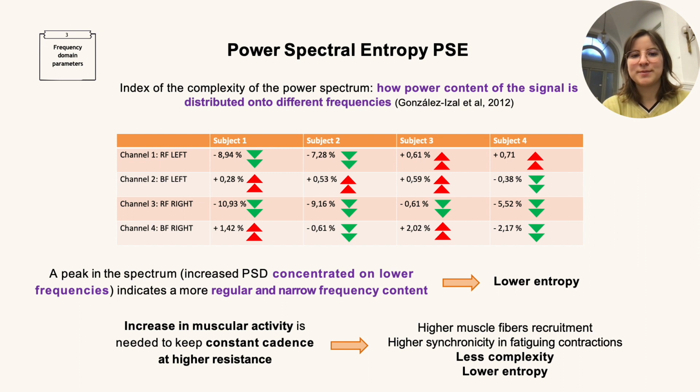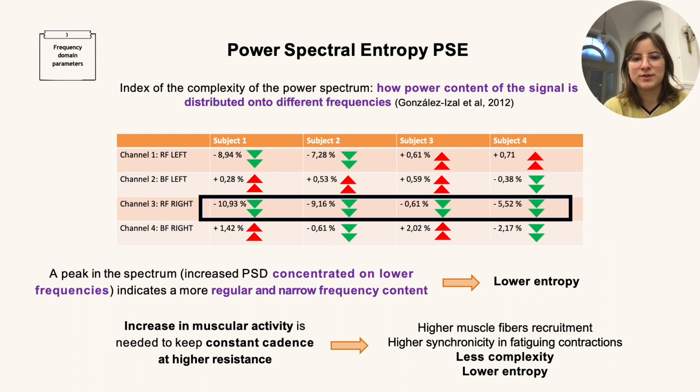The narrower the spectrum and the higher the synchronicity of motor units in fatiguing contractions, the lower the complexity and thus the entropy. Again, right rectus activity shows an overall decrease in the entropy, confirming that along with fractal dimension, it could be used as an alternative index to the one cited earlier.